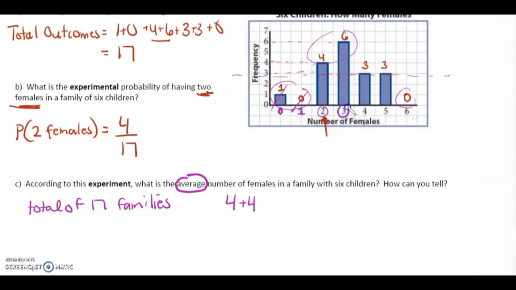Sorry, I did this backwards. There are 2 females in 4 of the families. So 2 plus 2 plus 2 plus 2. That will give us 8 females so far. There are 3 females 6 times for the frequency. So there's 3 females, 3 females, 3 females, 3, 3, 3.